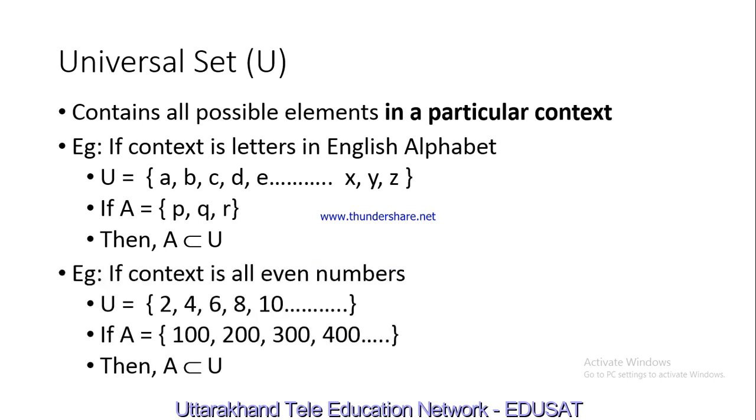Let us take one more example. If the context is all even numbers, you understand? All the numbers which are divisible by 2, 2, 4, 6, 8, 10, 12, and so on and so forth. This will be the universal set. It will contain all the even numbers and it goes up to infinity. 2, 4, 6, and so on up till infinity. So now if you have got A is equal to 100, 200, 300, 400, you can understand that all the elements in A, they are also divisible by 2. Basically they are also even numbers. So A would be again a subset of U, or the universal set.